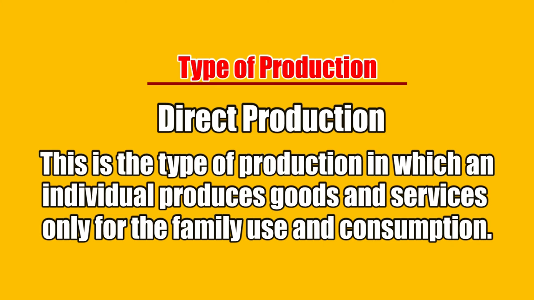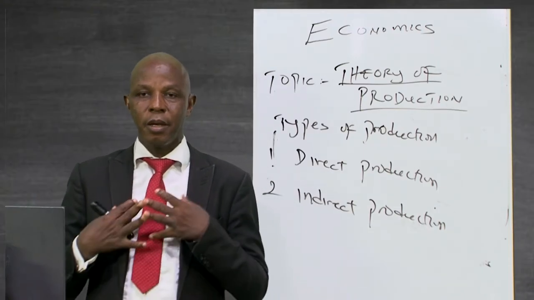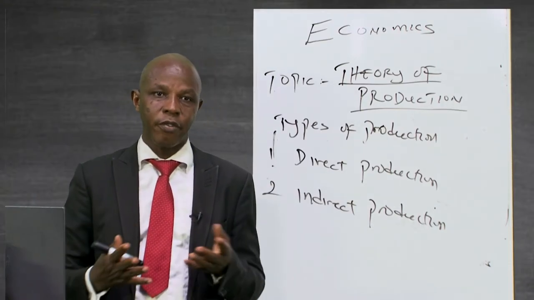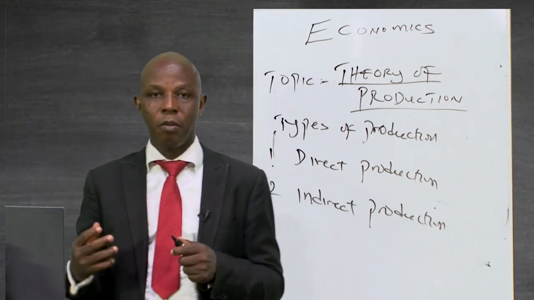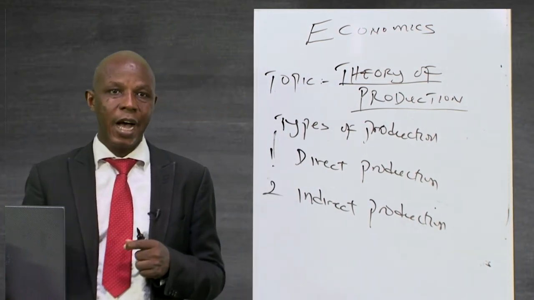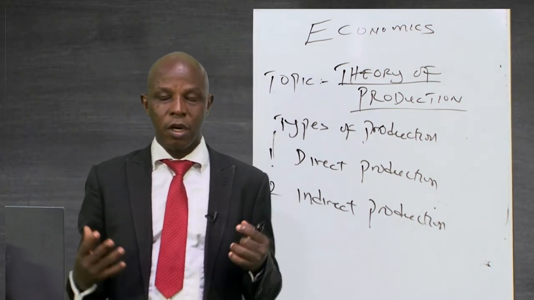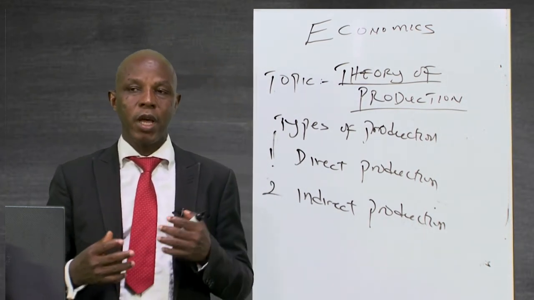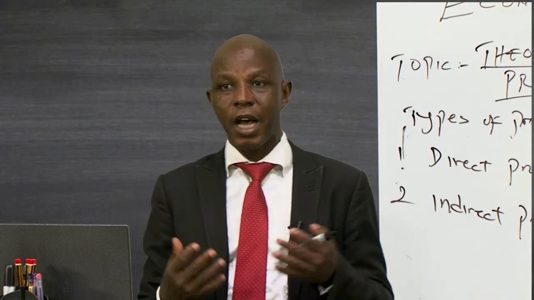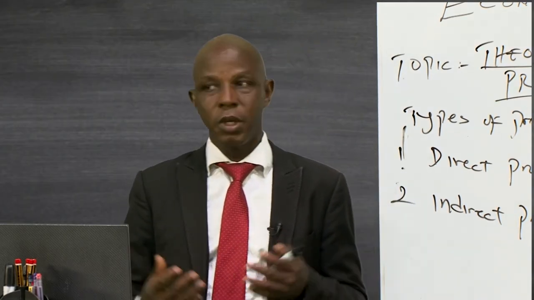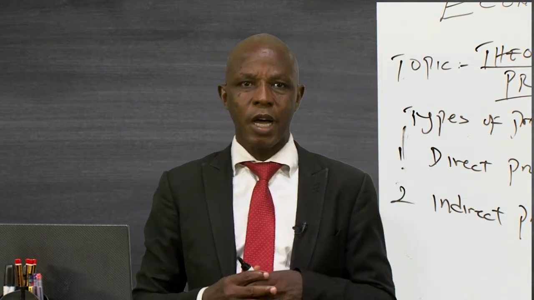What do you mean by that? You are producing not for sale, but you are producing for your personal consumption or your family use. Example, your daddy or mommy might have a garden at the back of your compound. What do they use that garden for? They plant vegetables, and when they harvest it, they will take it to the kitchen and slice it and use it to prepare a soup. That is direct production.